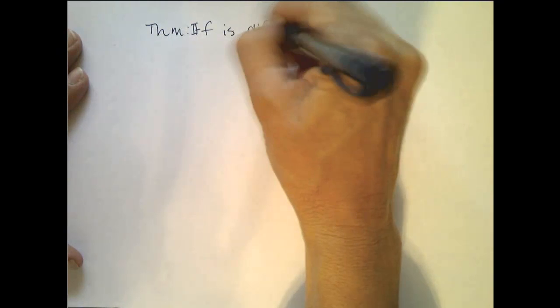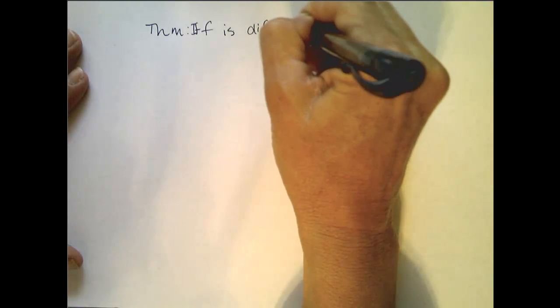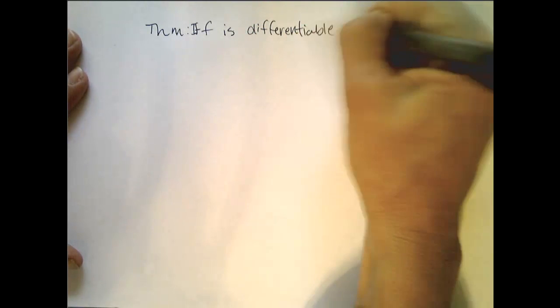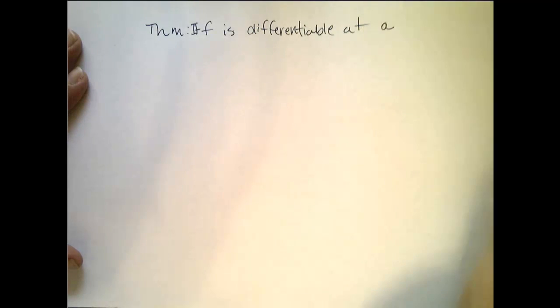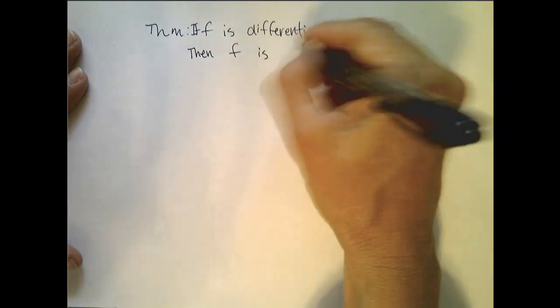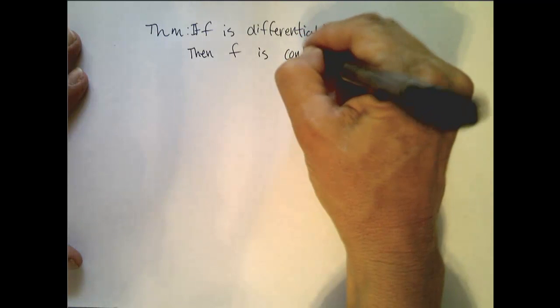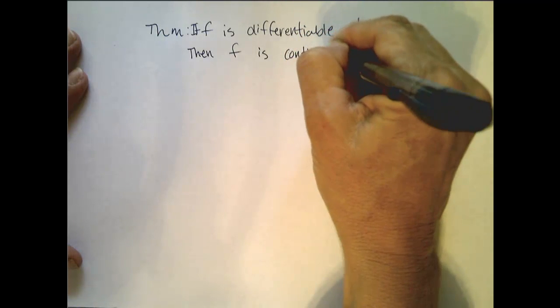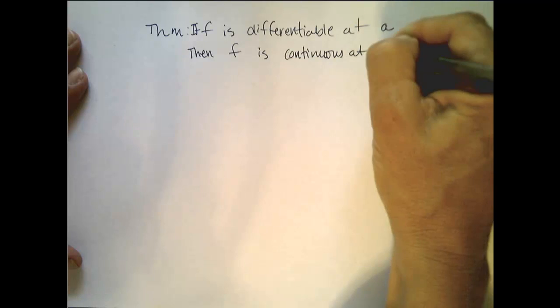And that theorem is: if f is differentiable at a, then f is continuous at a. Okay, so if it is differentiable at a, it is continuous at a.